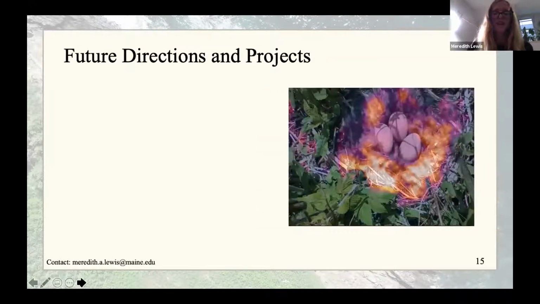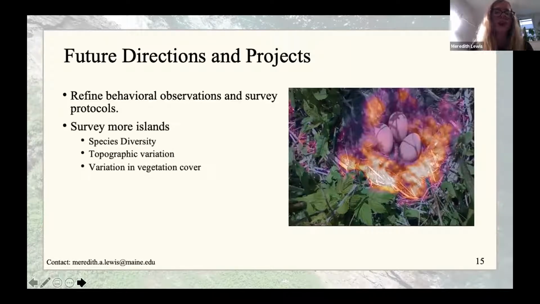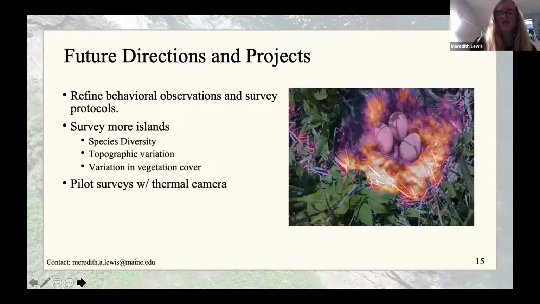And then we are continuing to build upon some of this. So in addition to refining behavioral observations and survey protocols, we are hoping to survey more islands next year to capture some more species diversity, topographic variation, and variation in veg cover. And we are also hoping to get, as Logan mentioned, some pilot surveys with a thermal camera.